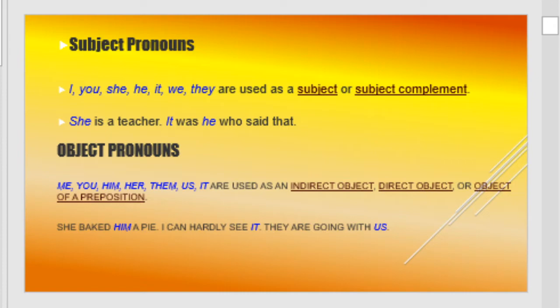She baked him a pie. I can hardly see it. They are going with us. So if you notice, him, it, us. Okay? So you get the idea? She is the subject. Him is the direct object. It is the direct object, and us is the object of the preposition with. Okay? So I hope this is a good example for you to understand. So let's move to the next page.